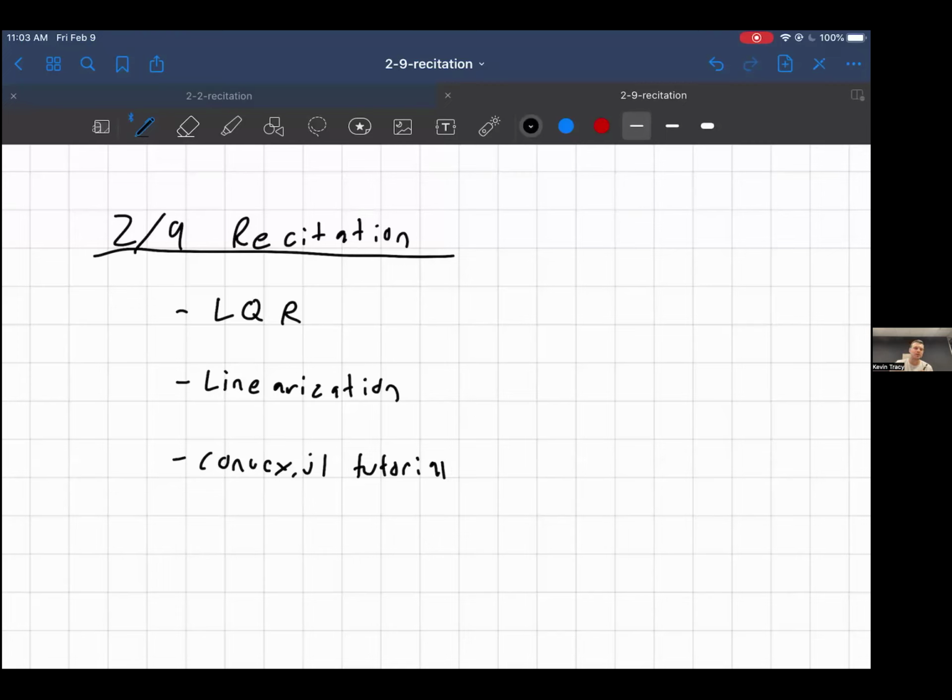And then we'll go through change of basis coordinate stuff. How do I use LQR to control linear systems to different set points? How do I use linear control for nonlinear systems? How to linearize correctly? And then I'll be going through a Convex.jl tutorial, which is just the Julia package that we use to solve convex problems. And you'll be using this in homework 2 and the rest of the homeworks and hopefully in your projects and everything.